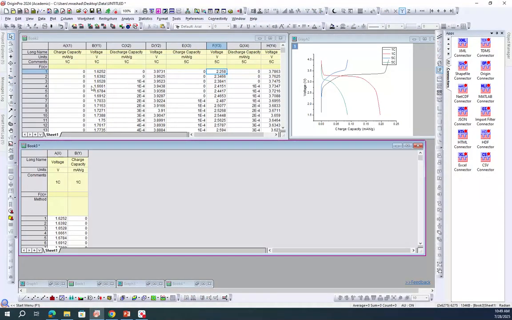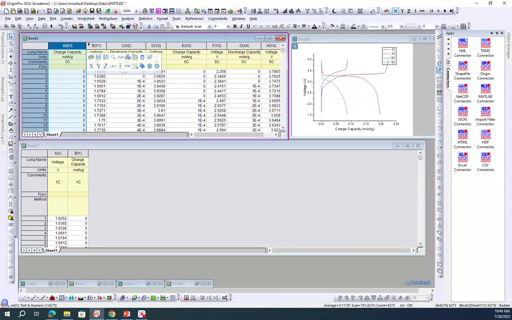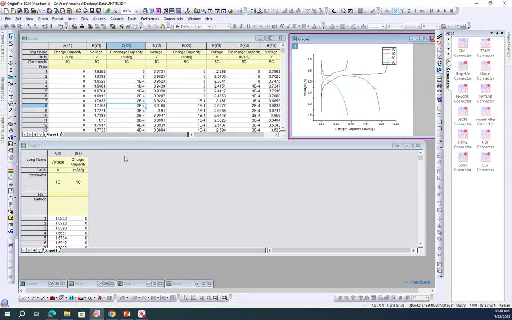So here is the voltage profile I am using for the sodium ion batteries. You can use any kind of battery. This is the charge process and discharge process for two cycles at 1C and 5C, as you can see in the graph. And here is the data, capacity and voltage, for different C rates.